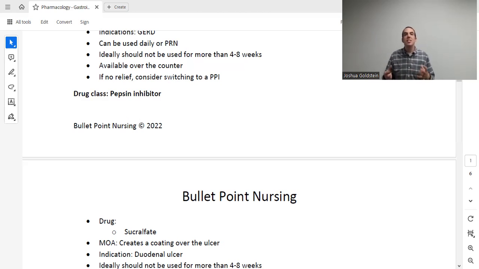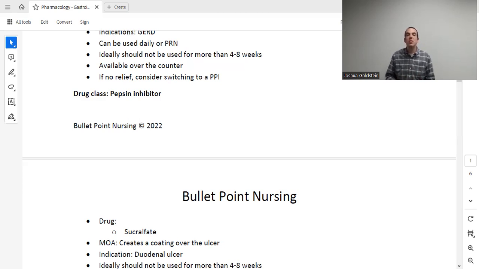In peptic ulcer disease, the stomach develops a hole in that protective lining, and now these juices are exposed to the underlying tissue, and that's really painful. This medication coats the hole so that those gastric juices can't get down and damage the tissue, so that the tissue can heal itself. What do we use this for?